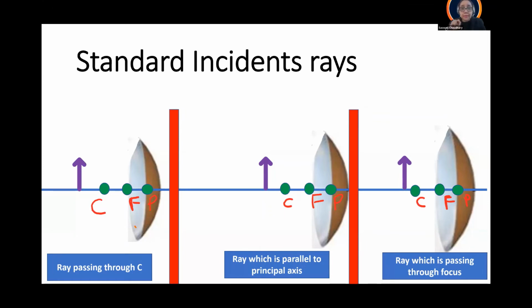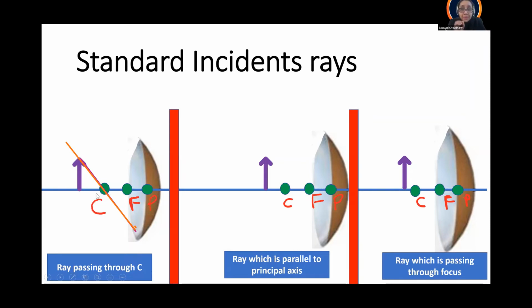We call them standard incident rays. Now, I'll tell you how we can choose the standard incident ray. Let's choose the first case, that is a ray which is passing through the center of curvature. That's right. So what happens when the object emits light and the ray passes through the center of curvature, the ray reflects back along the same path. So the reflected ray as well as the incident ray pass through the center of curvature.